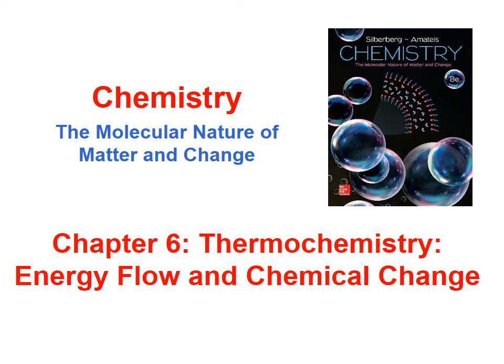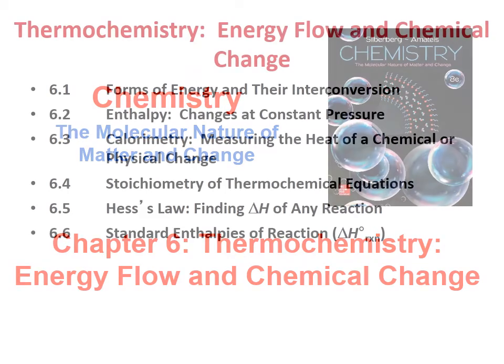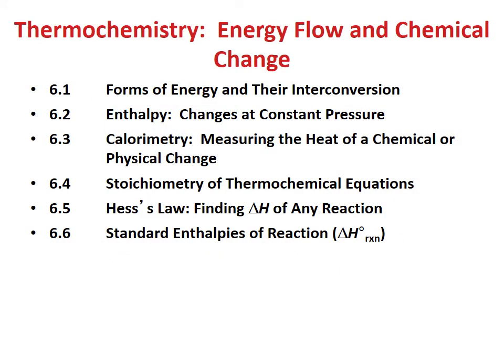Chapter 6 Thermochemistry: Energy Flow and Chemical Change. In this chapter, we'll first look at forms of energies and their interconversion. We'll introduce enthalpy to study heat under constant pressure, and we'll use calorimetry to measure the heat of chemical or physical change. We'll study stoichiometry of thermochemical equations, Hess's law to find the enthalpies of chemical reactions, and the standard enthalpies of reactions.